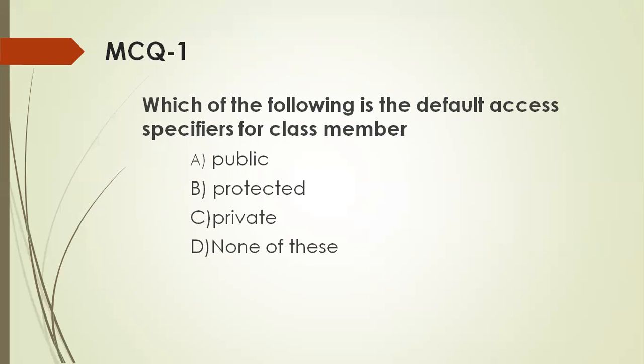Let us consider some simple multiple choice questions on today's class. Which of the following is the default access specifier for a class member? If you don't write anything, all the members belong to the private access. The correct answer is C.